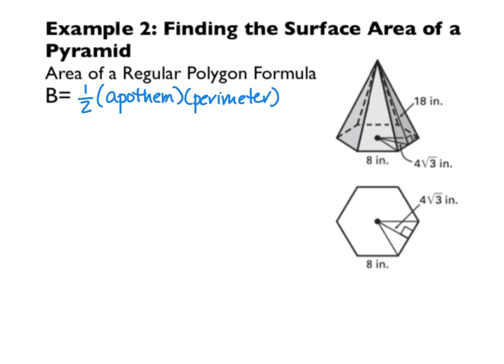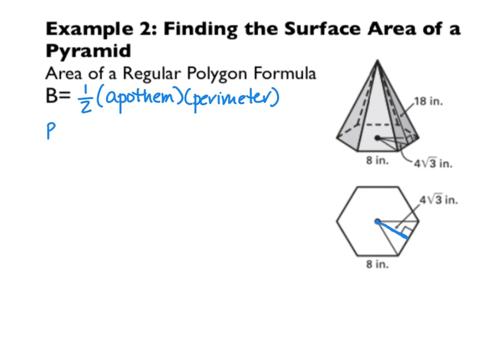If you recall from your Quizlet notes, the apothem is going to be the measure from the center to the midpoint of one of the sides. So this 4 square roots of 3 is the apothem. We're going to start off with the formula and use it to find the area of this base.